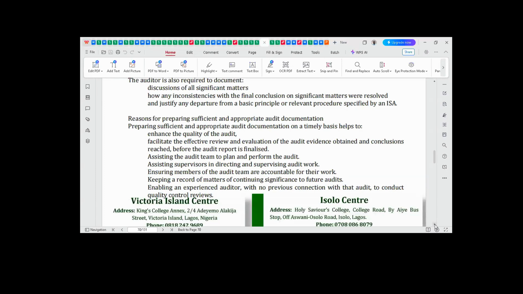It also serves as a reference point for future audits. So if a new staff joins the audit firm, for him or her to appreciate what an audit working paper is, you'll be able to present a copy of past audit documentation to the person to have a look at and have an understanding of what it entails when we talk about audit documentation. It can serve as a reference point for future audits.